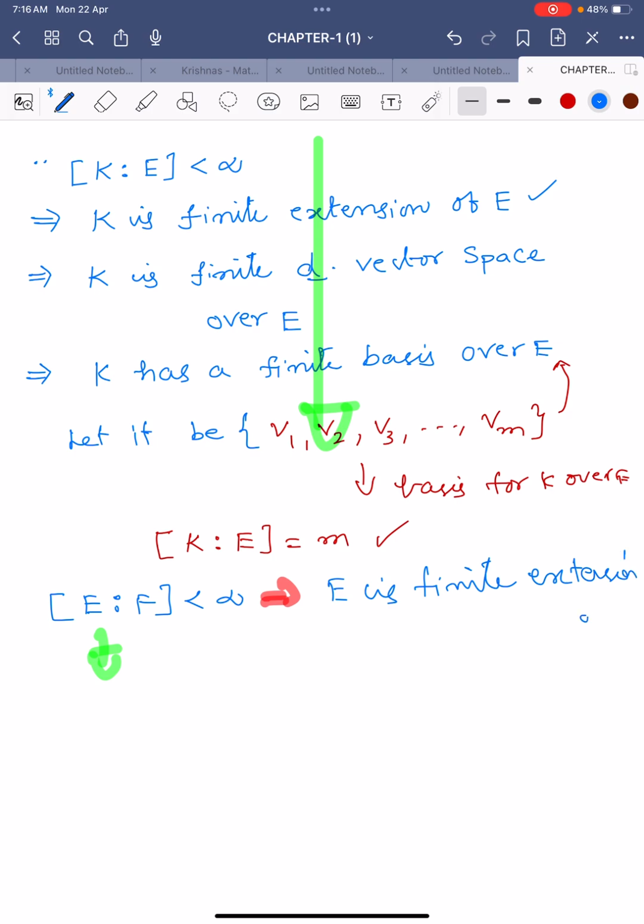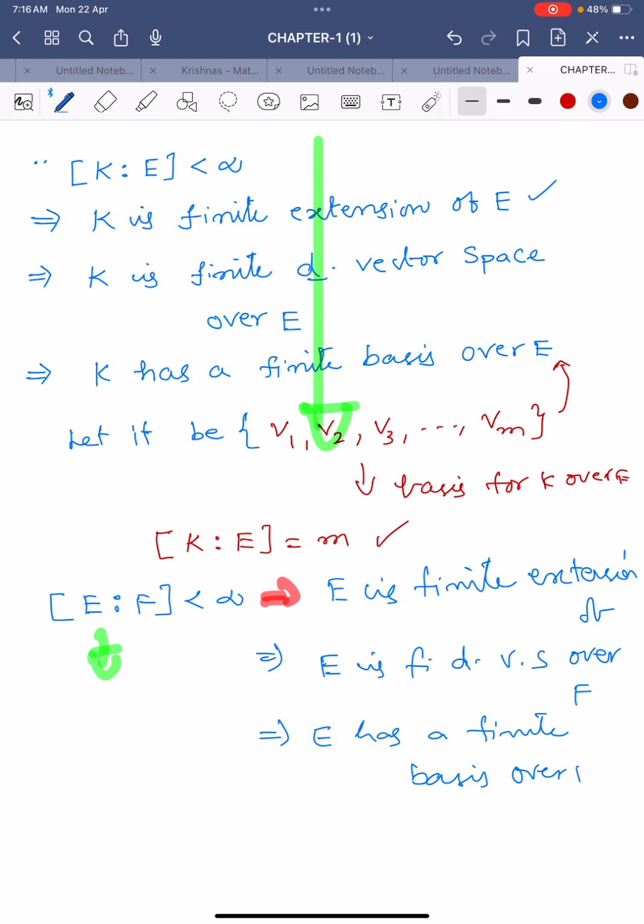Capital E is a finite extension of F. Capital E is a finite extension means capital E is a finite dimensional vector space over capital F. If it is a finite dimensional vector space, then E has a finite basis over capital F.